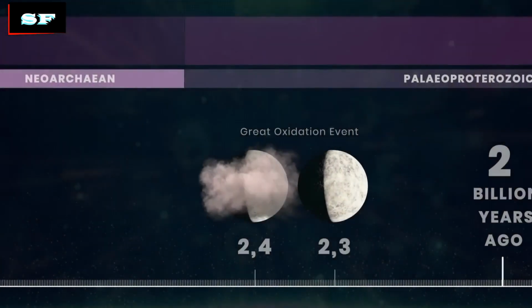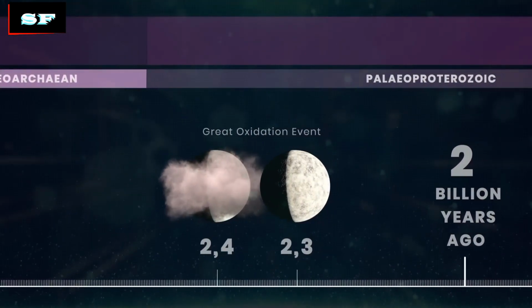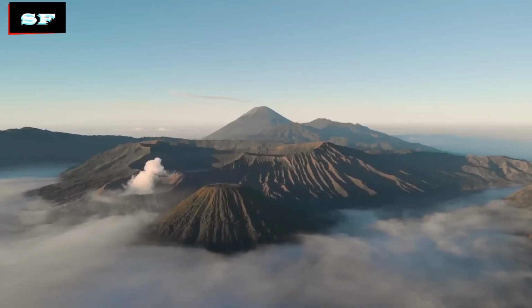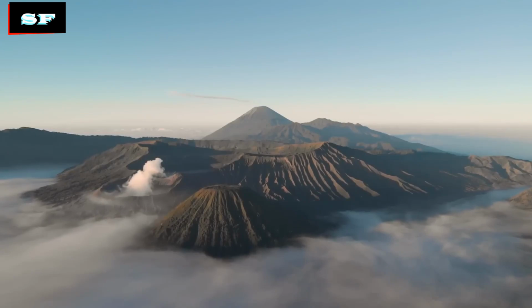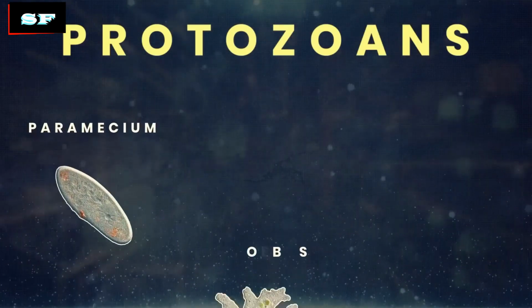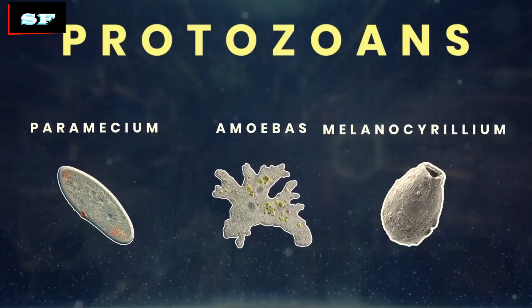Around 2.3 billion years ago, the Earth froze over as the possible result of the Great Oxidation Event, and volcanic activity on the planet slowed down. Over time, the ice melted, which resulted in more oxygen being indirectly released into the atmosphere. This gave way to the Neoproterozoic era, where protozoans such as Paramecium, amoebas, and Melanocerilium evolved.